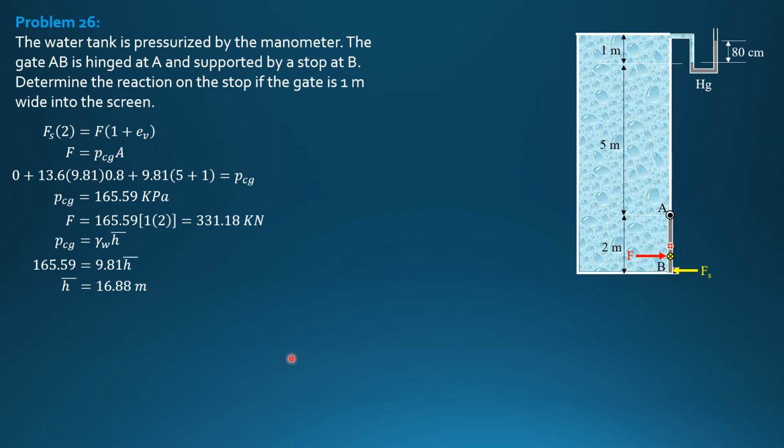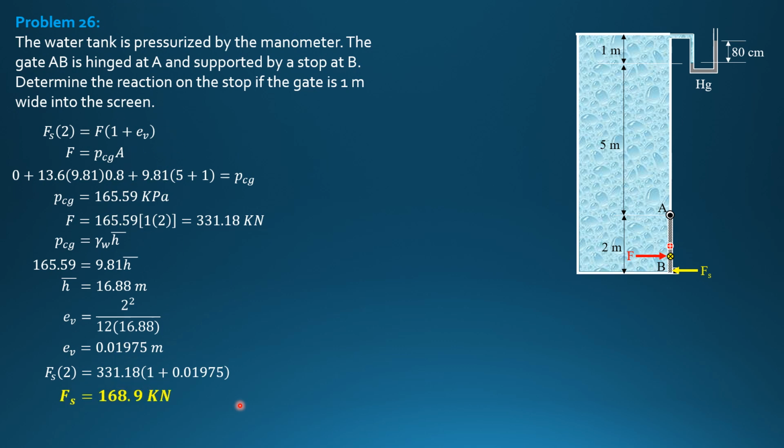Then we solve for e sub V, which for a rectangular section is the height of the rectangle squared over 12 bar h, remember? So 2 squared over 12 times 16.88. So e sub V is 0.01975 meter. Substitute above, we can now compute for F sub S. F sub S times 2 equals 331.18 times quantity 1 plus 0.01975. So F sub S is 168.9 kilonewtons.